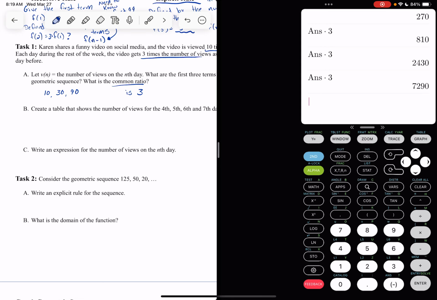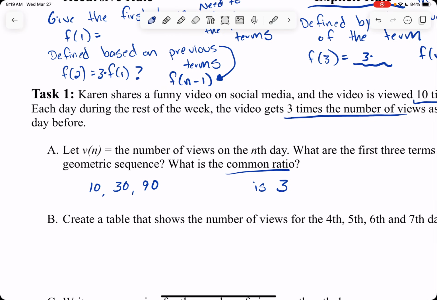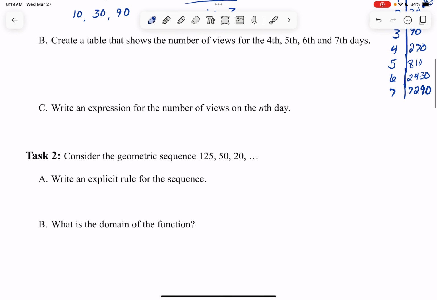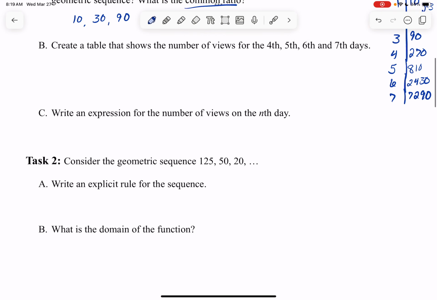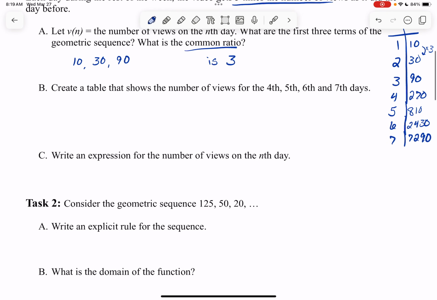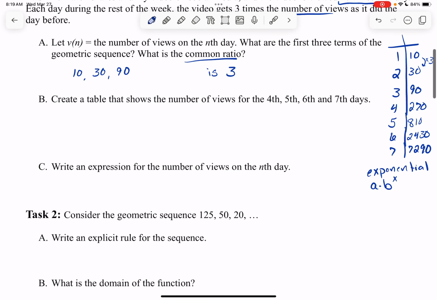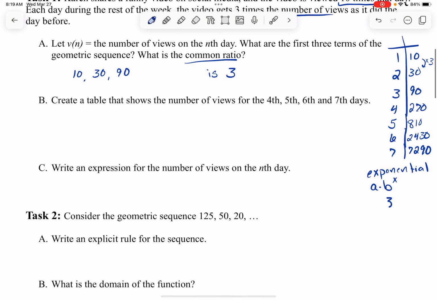Now we want to write an expression for the number of views on the nth day. We're going to do this 2 different ways. One is we notice this is exponential. So since it's exponential, that would be a times b to the x. Exponential is a times b to the x. And my common ratio is 3. I'm multiplying by 3 each time. So I know my b is 3.